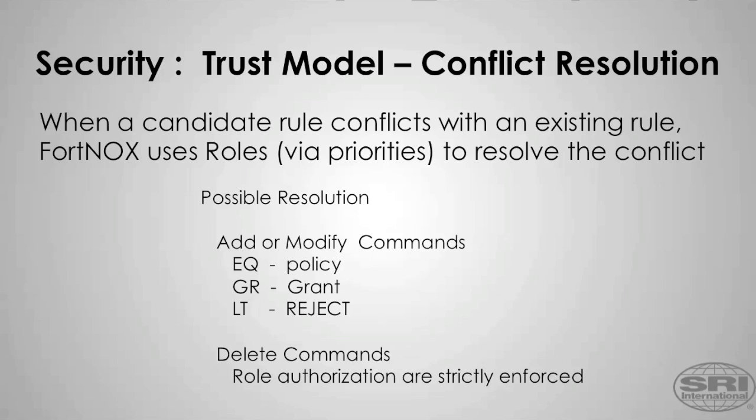And when both roles are found to have equal authorization, then final resolution is decided by configurable policy. The candidate rule may be allowed to override the existing rule, or it may be rejected, to force the producer to first explicitly delete the existing rule. In the case of rule delete commands, authorizations are strictly enforced. You can only delete a rule of equal or lower authorization.